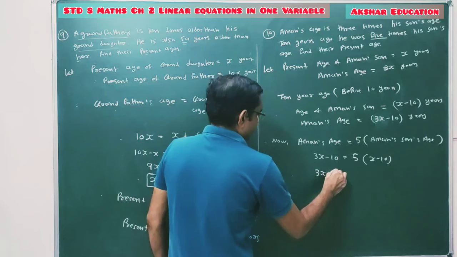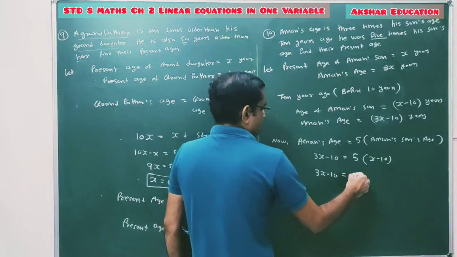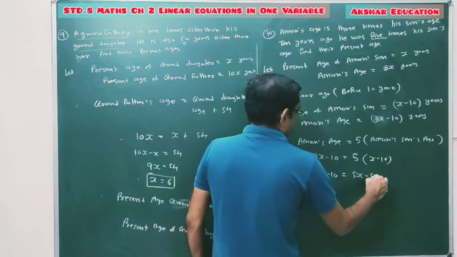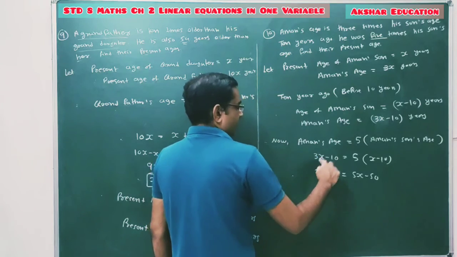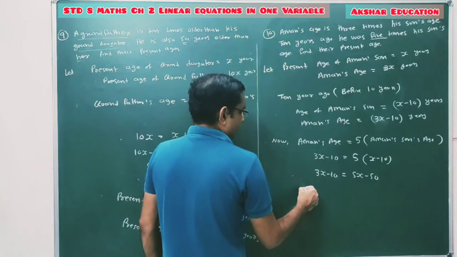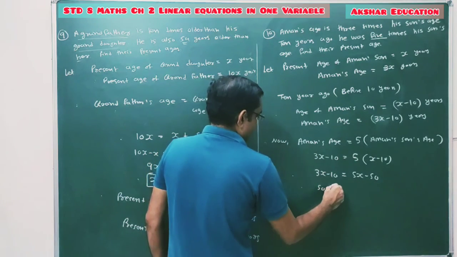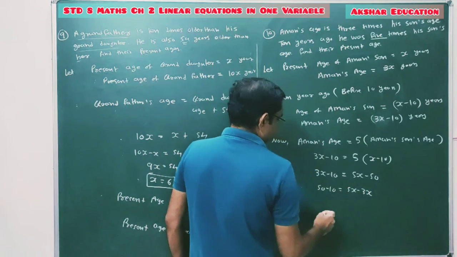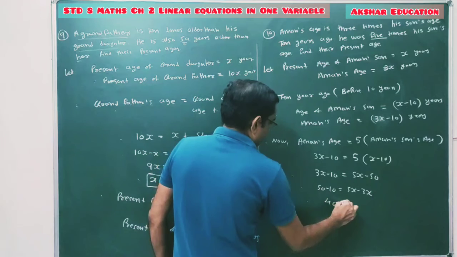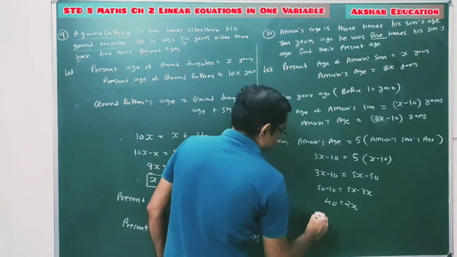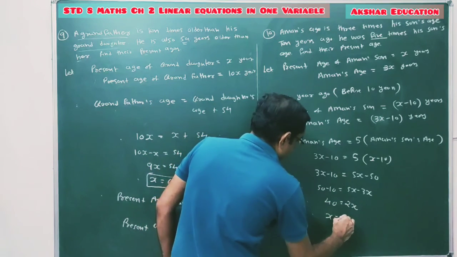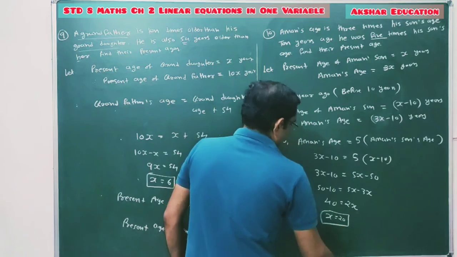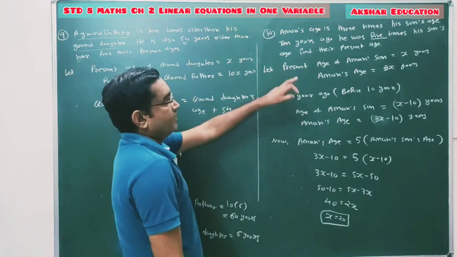So it's 3x minus 10 equal to 5x minus 50. Taking this 3x on the right hand side and minus 50 on the left hand side. So it will be plus 50 minus 10 equal to 5x minus 3x. So this is 40 equal to 2x. So we are getting x equal to 20. This is not your answer. Answer is find their present ages.